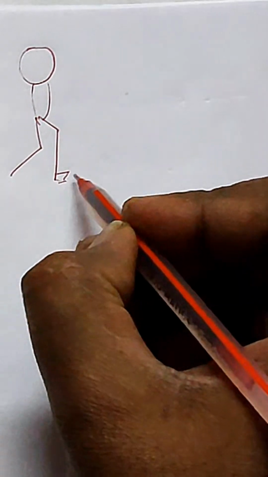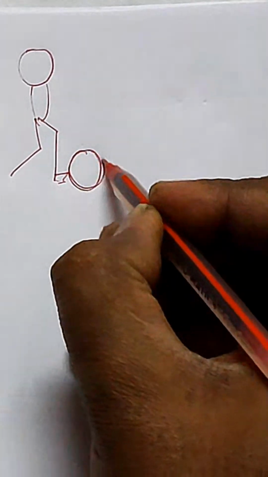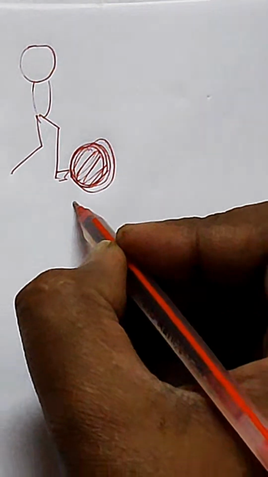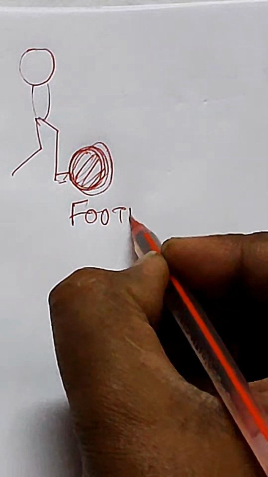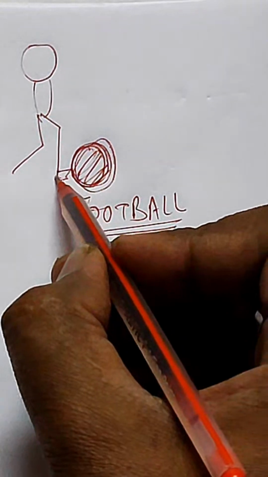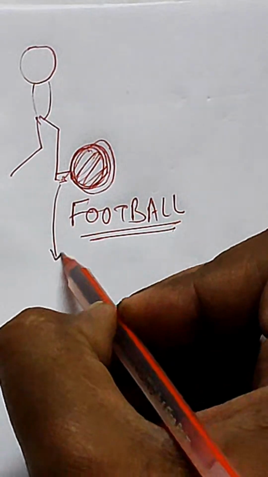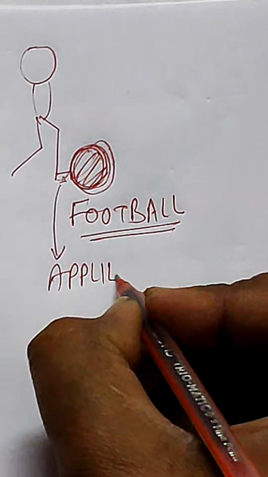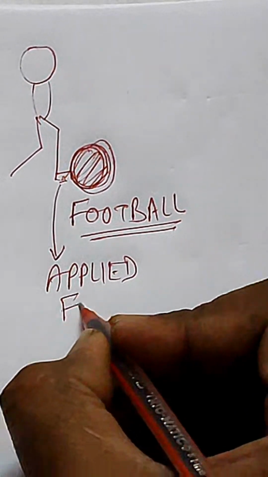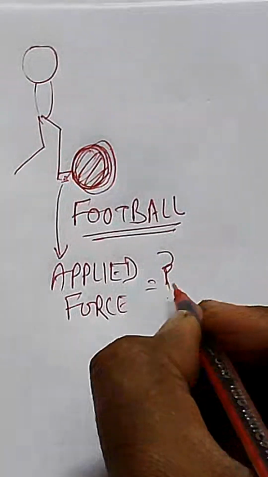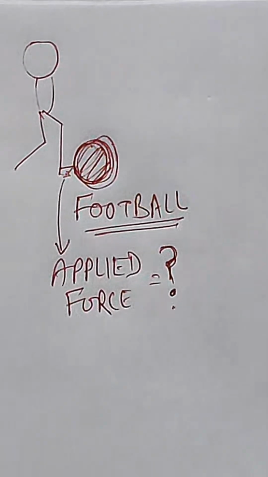kicks a ball, and this is the ball, and this is a football, right? We need to find the force which is applied, the applied force by this footballer is equal to what?